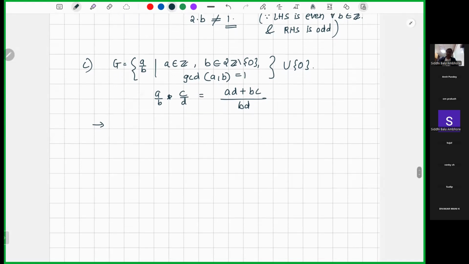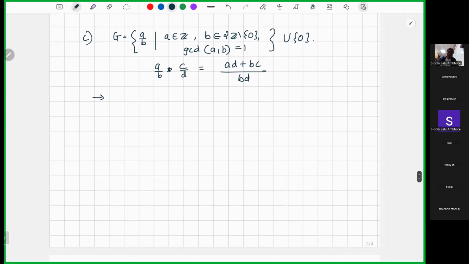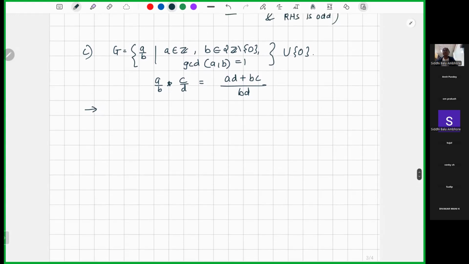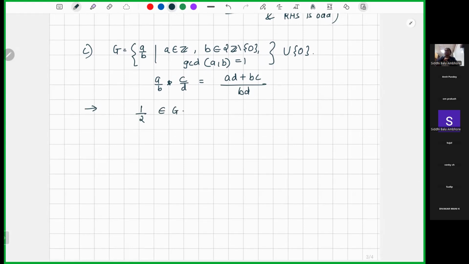So yeah, first condition which we want to check: option C is not a group. Yes, option C is not a group. What is the condition which is not satisfying in this case? Closure is not satisfied here, because if I take this element 1 by 2, which is there in G, clearly B is 2, A is 1.